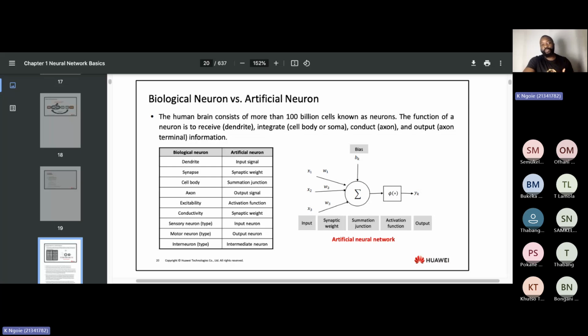Now those numbers will be multiplied by the weight. Now these weights are what we call parameters. So they are created by the model itself. All you can do as a developer is to determine the range in which they can be created.